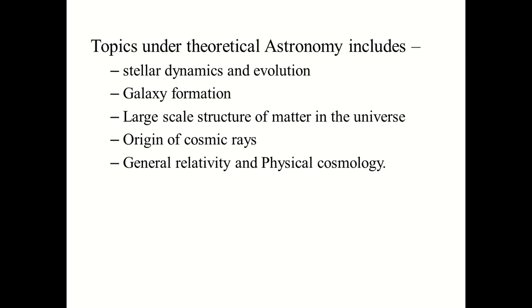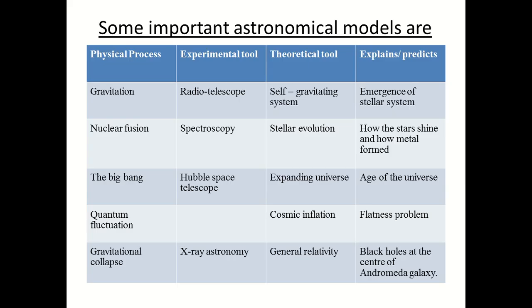So now let's discuss some of the different astronomical models. This table contains 5 different astronomical models. These are some of the important astronomical models. So let's discuss each one. Here the physical process is gravitation.